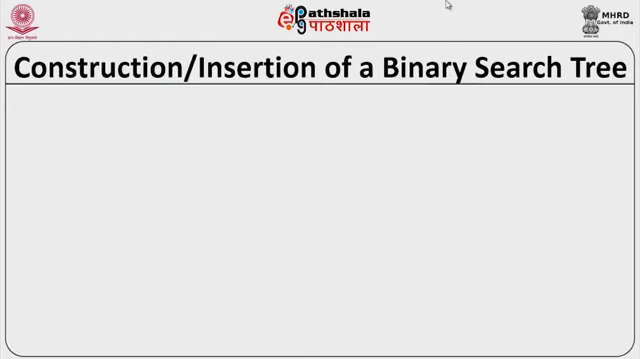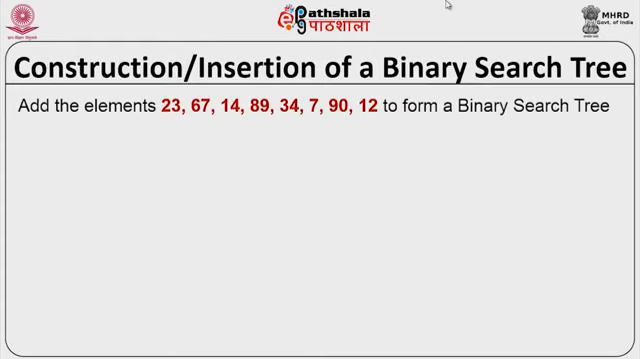Now, let us talk about construction and insertion of a binary search tree. So, let us assume the elements that we are getting are in this order. Now, please note again, I just want to stress this point that if the elements are given in a different order, the same elements, you get a different binary search tree. So, the binary search tree is constructed according to the order in which the elements are given to the construction process. So, that you must remember. So, now we are given the elements as 23, 67, 14, 89, 34, 7, 90 and 12. If you had given it in some other order, we will form another tree.